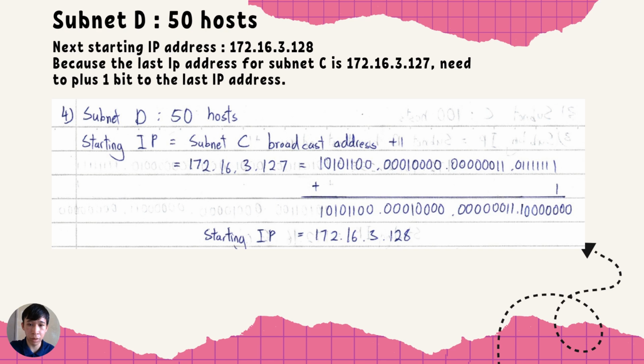When we add 1 bit, because the last 8 bits of subnet C are 0,1,1,1,1,1,1,1, after we add 1 bit, it will become 1,0,0,0,0,0,0,0. Why does it become this? Because in the binary format there are only 0 and 1. So after we add 1, it becomes 0 first and carries forward. So the starting IP for subnet D is 172.16.3.128.